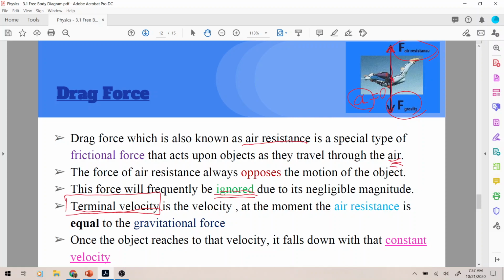All right. So, for example, for a parachute, once you have the parachute deployed, the air resistance is too much. So what's going to happen? It is going to reach the terminal velocity so fast, then you're not going to speed up after a while, and your velocity is going to be really small, small enough that it is not going to hurt you when you land. All right, and once an object reaches that velocity, it falls down with a constant velocity. All right, that's that terminal velocity.